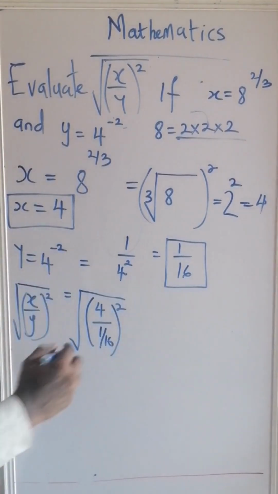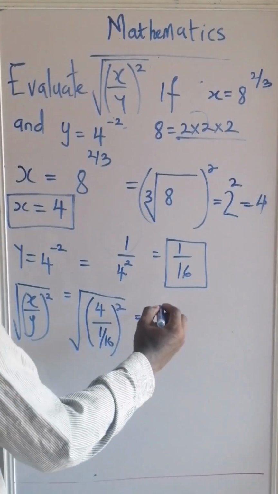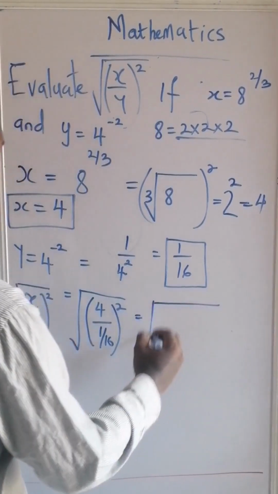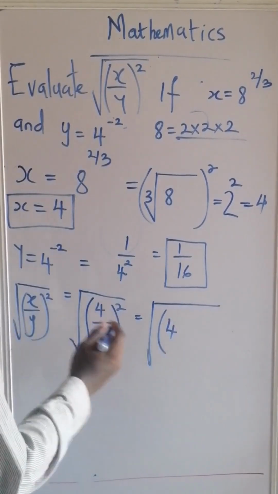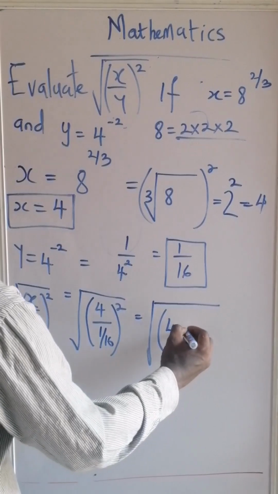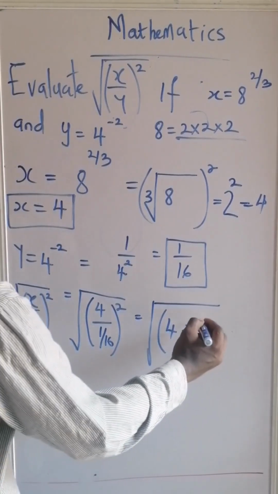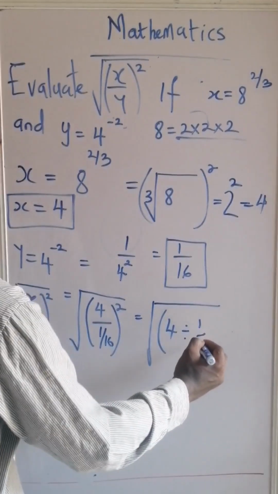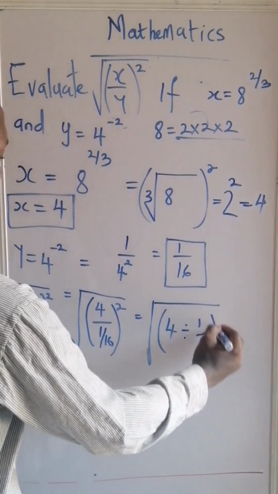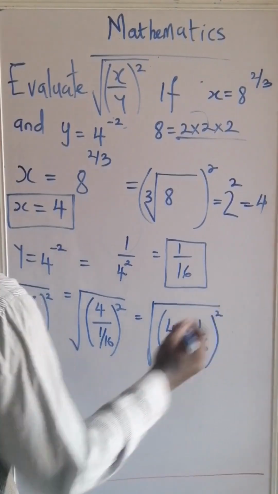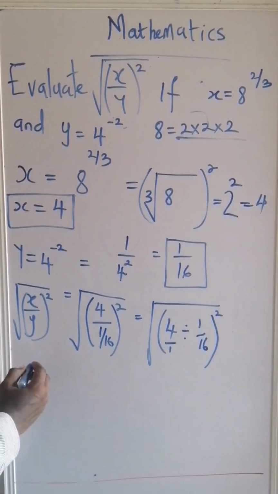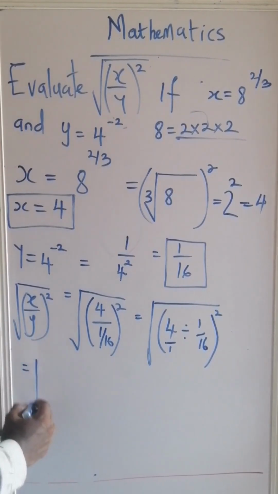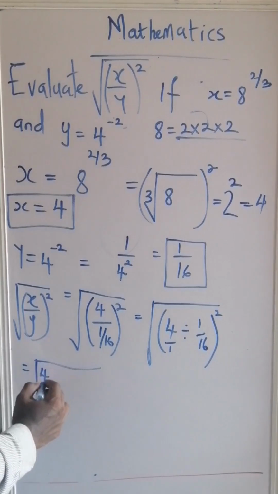Now you need to pay attention to what we are going to do next. I'm still going to write my root and my bracket. This is 4. But instead of writing the normal division, I would like to write the division like this, whereby 1 over 16 raised to power of 2. Just watch out what we are going to do. So we move on by writing like this: root of 4 over 1.